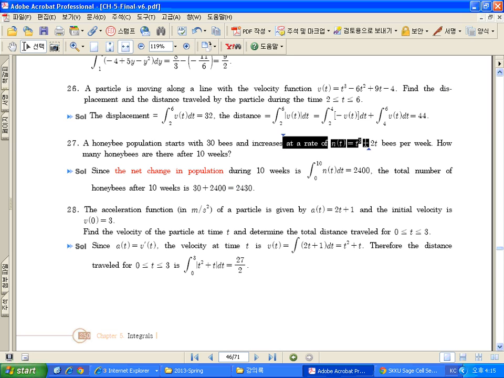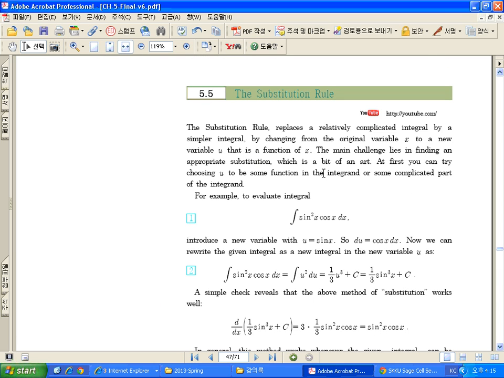So these integrals can be used a lot in many of the problems that you're going to face.